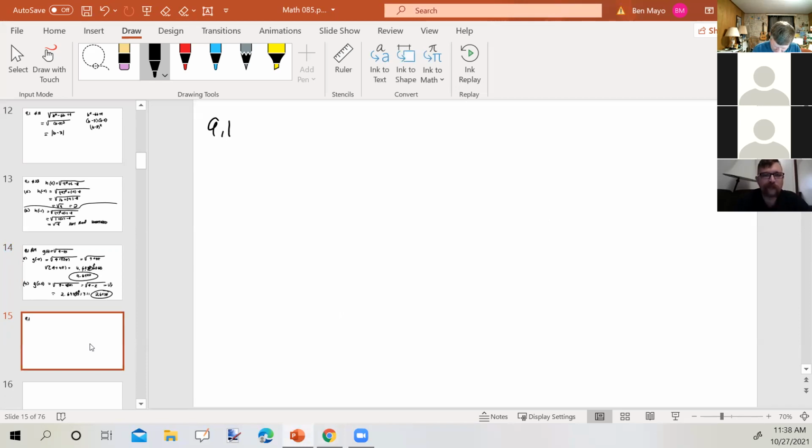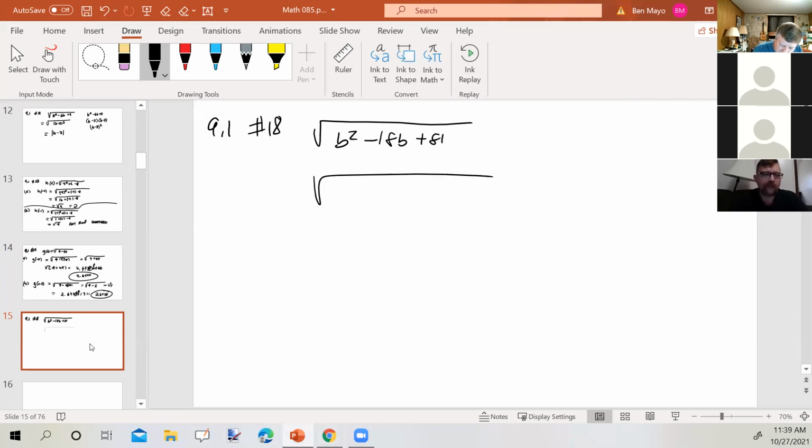So this is back to 9.1. This is number 18, similar to the one that we looked at before, but not the exact numbers. It says simplify the expression. Assume that the variable is unrestricted and use absolute value symbols when necessary. So here we have the square root of b squared minus 18b plus 81. That factors into a perfect square. So our answer is that, except again, we need absolute value bars. So very much like when we did a minute ago.